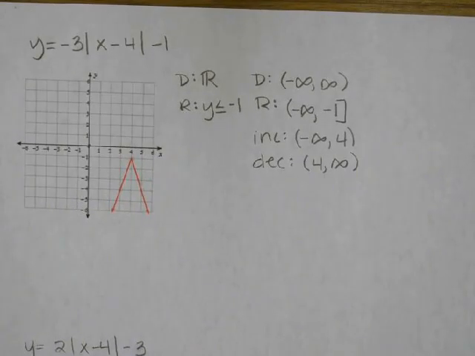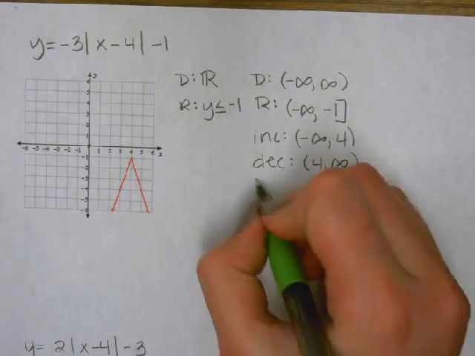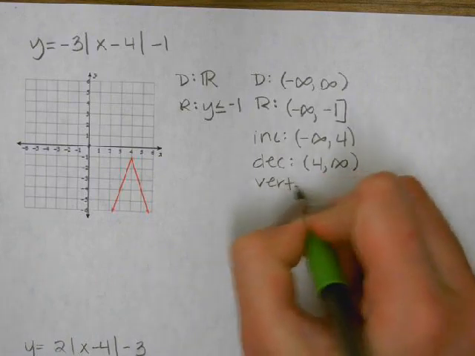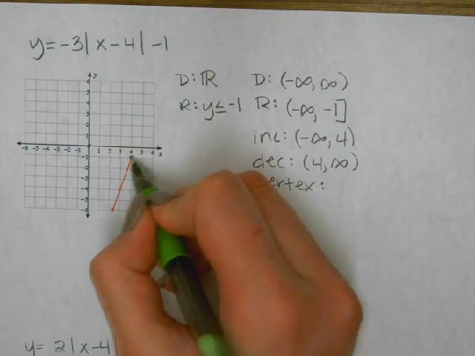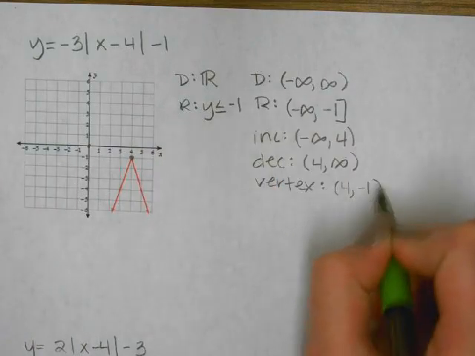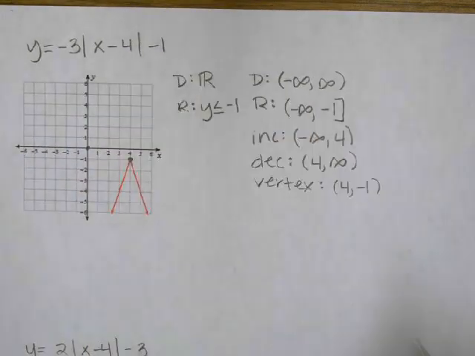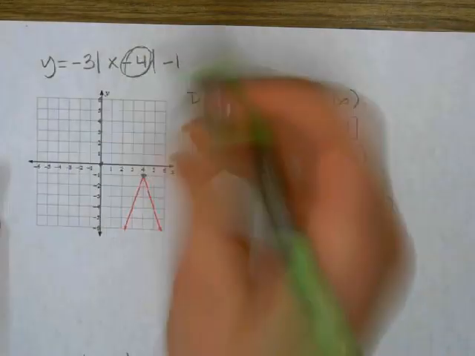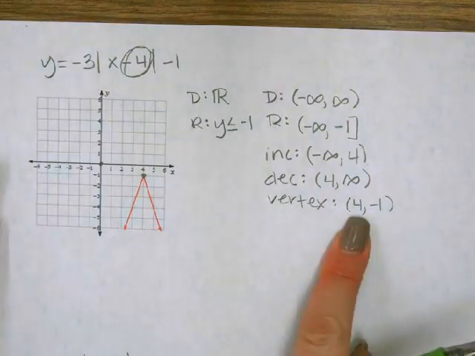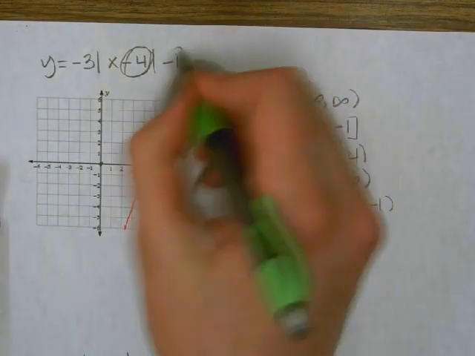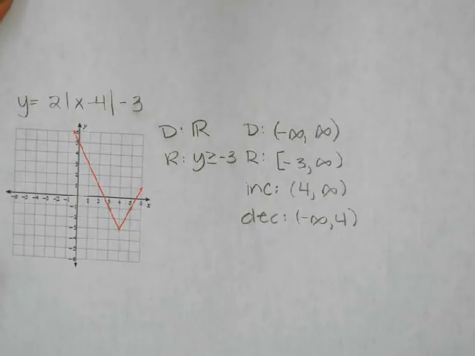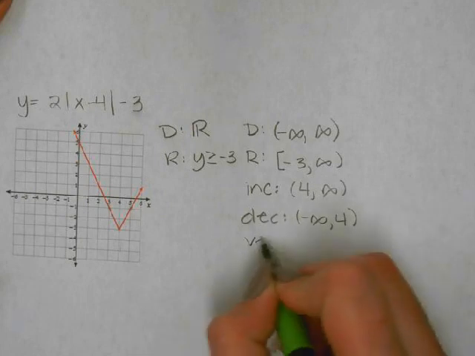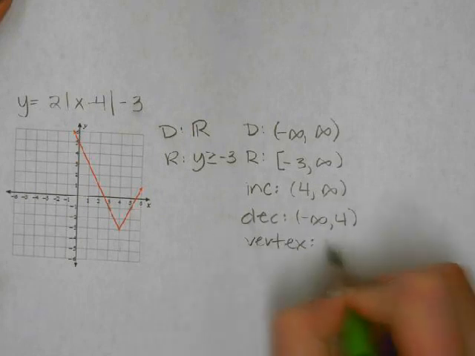So if we look at our pictures, you can see the vertex in two different ways. You can see it from the equation, or you can see it from the graph itself. So if I look at the graph itself, I can see the vertex is at the point (4, -1). If I look at the equation, I can see I've got the opposite of this number. So the opposite of -4 is +4, and then this number on the end exactly. So (4, -1).